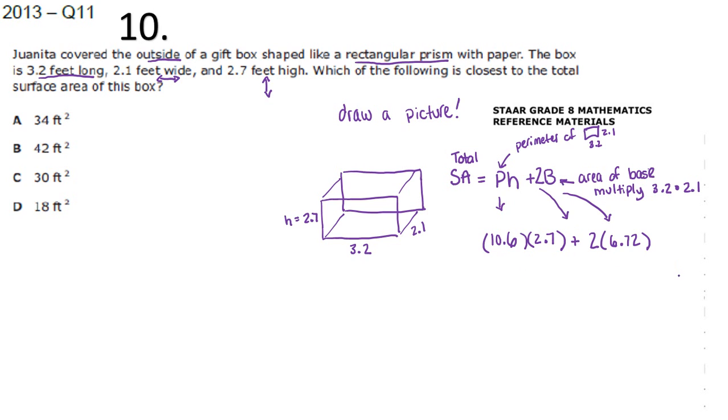If you're using parentheses just like I did, you can type all of this in your calculator at once. If you're doing it by hand, then you're going to want to multiply these two numbers first, then multiply these two numbers, and then add them together, because you have to follow order of operations. But let's see if you can get the answer.